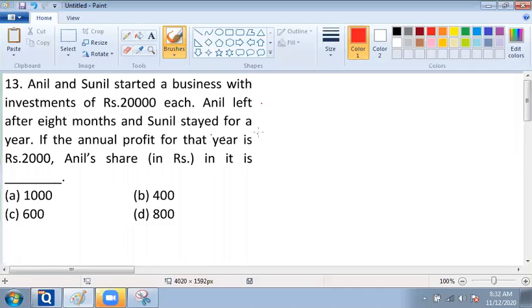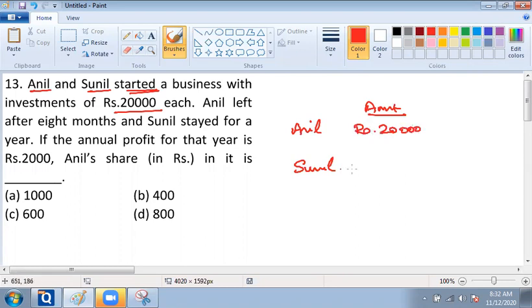There are two people involved in this question. They are Anil and Sunil. It is given that Anil and Sunil started a business with investments of rupees 20,000 each. So the amount invested by Anil is equal to rupees 20,000. The amount invested by Sunil is also equal to rupees 20,000.